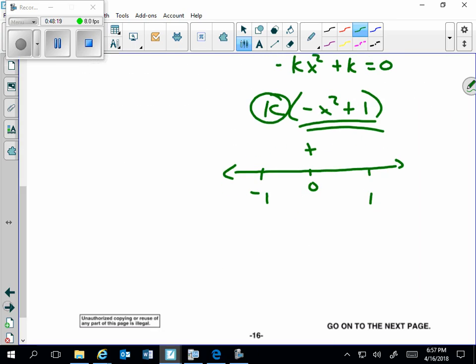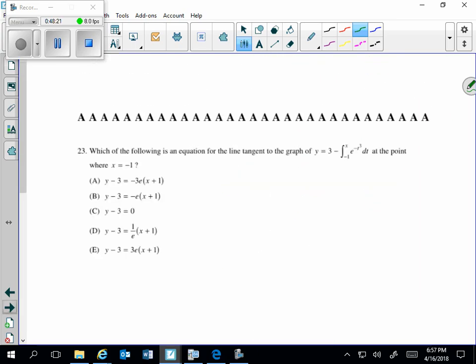Yep. 23. Which following equation is an equation for the line tangent to the graph given. What do I need in order to find the equation of a line tangent to a graph? I need a point and a slope, right? Well, I'm given an x-coordinate. Let's go for the point. Notice I am finding the full equation, not just slope. I am finding the equation. So I want y.